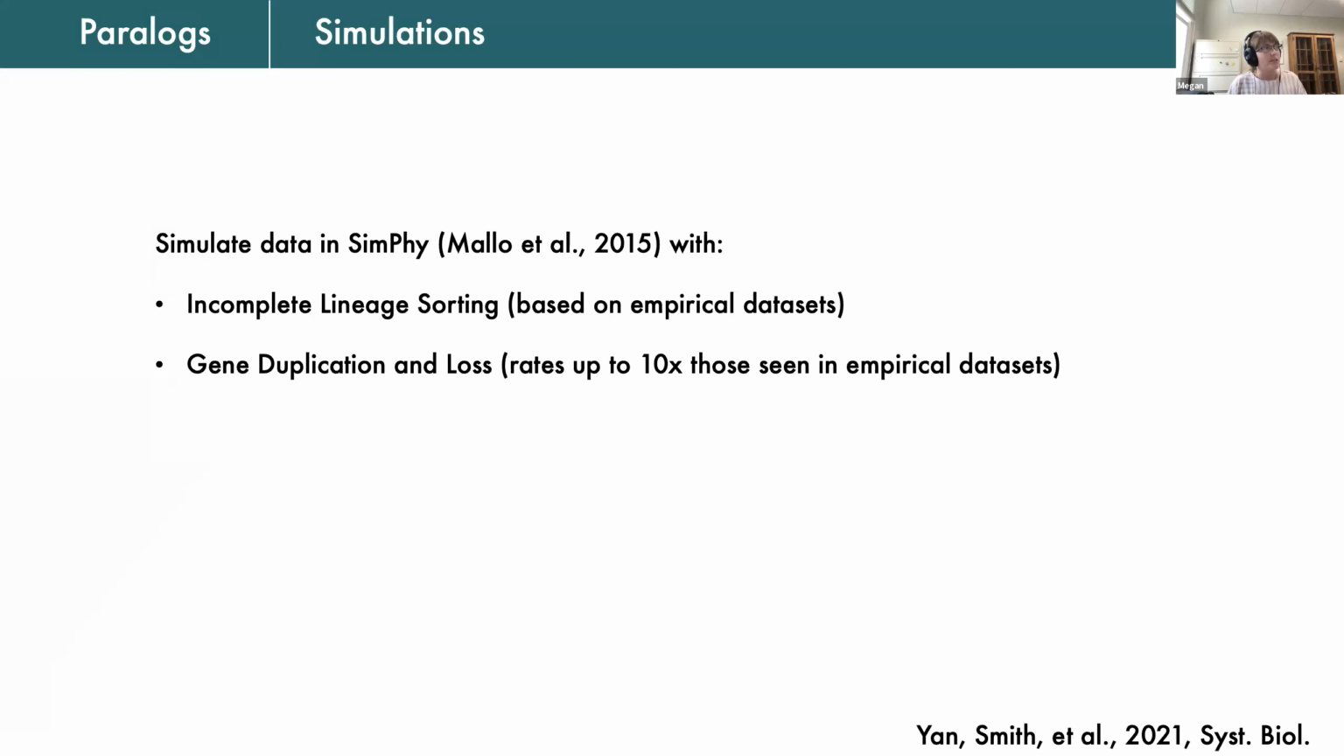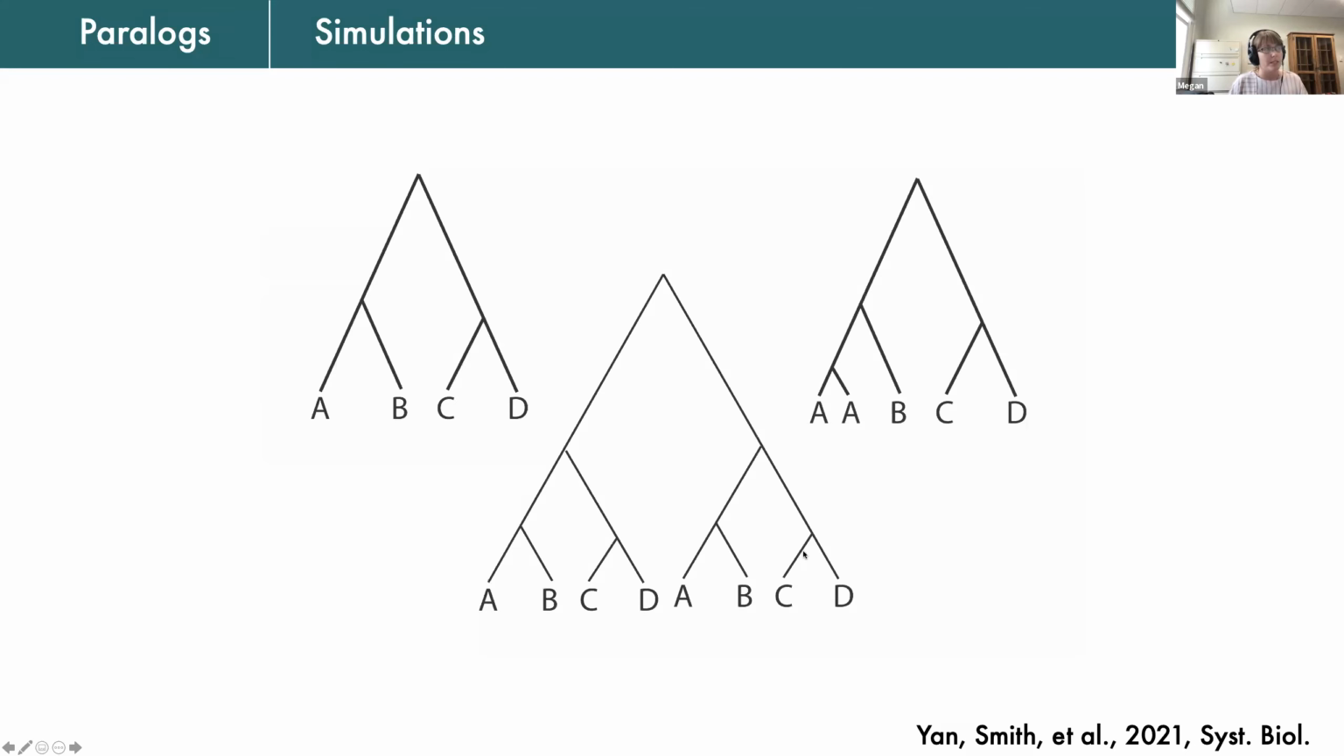In the simulation study, we simulated data using a program called SimPhy, and we simulated data with realistic levels of incomplete lineage sorting and gene duplication and loss levels ranging from 0 to 10 times those seen in empirical data sets. So we simulated gene families. Some of these gene families had no duplication events in them, and some had multiple copies per species.